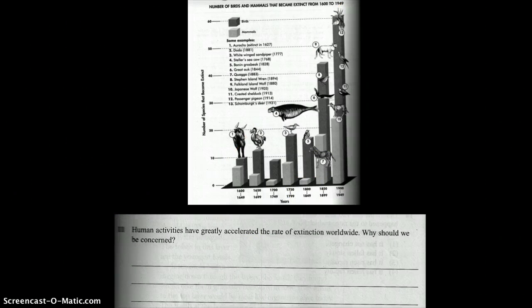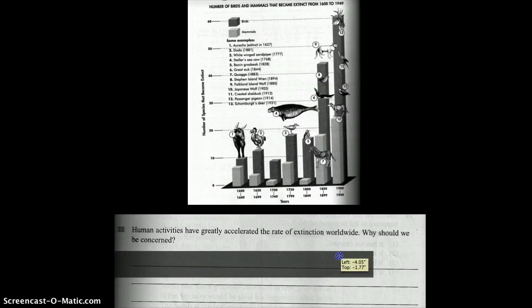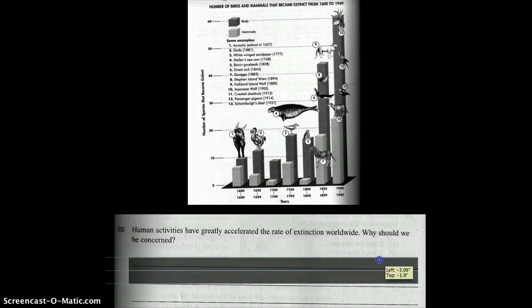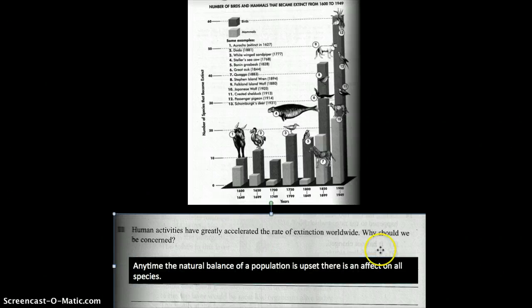Next question. Human activities have greatly accelerated the rate of extinction worldwide. Why should we be concerned? Well, we know that it's a cascading effect. One population decreasing will affect many other populations. So anytime the natural balance of a population is upset, there's an effect on all species, even humans. It could affect our food chain, it could affect our oxygen supply and our plants.